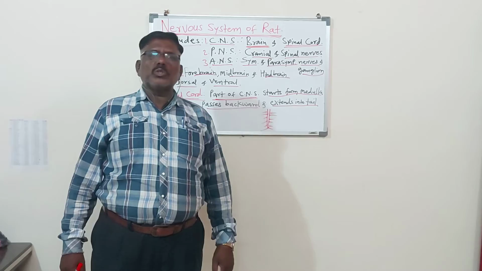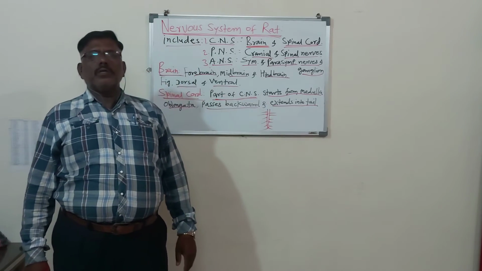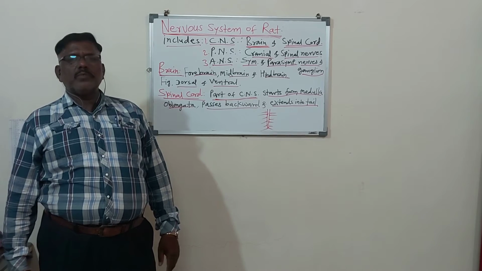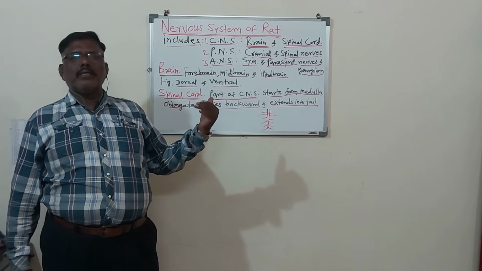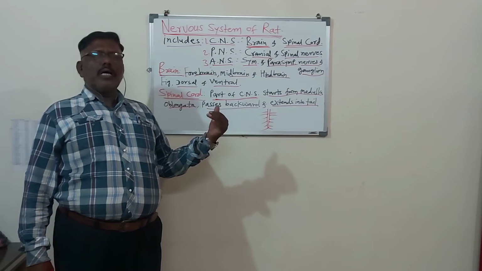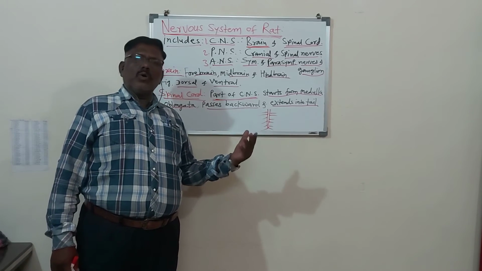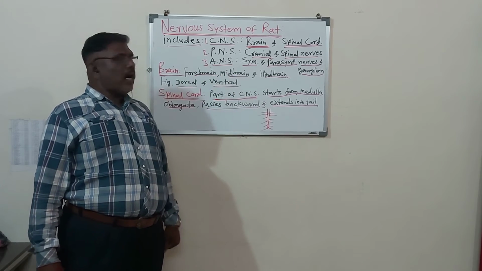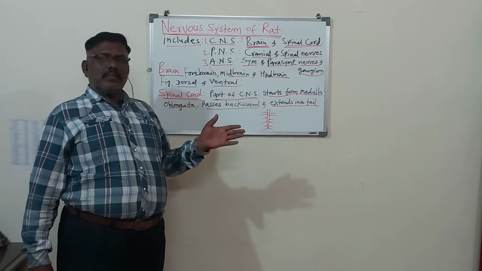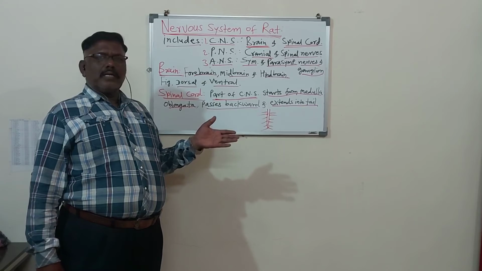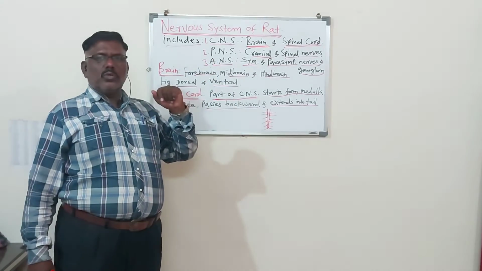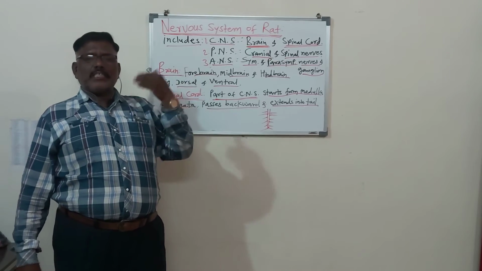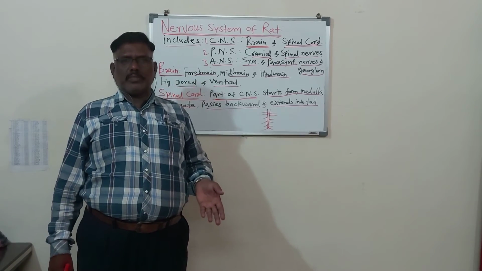So today we have studied the nervous system of the rat, and in it the brain of the rat, dorsal view and ventral view, and the spinal cord. In the notes you can study the figure also. Here it is very hard to sketch the figure, because of the time limit and the limitation of the boards. So dear students, for today it is sufficient, and in the next period we will complete the syllabus.